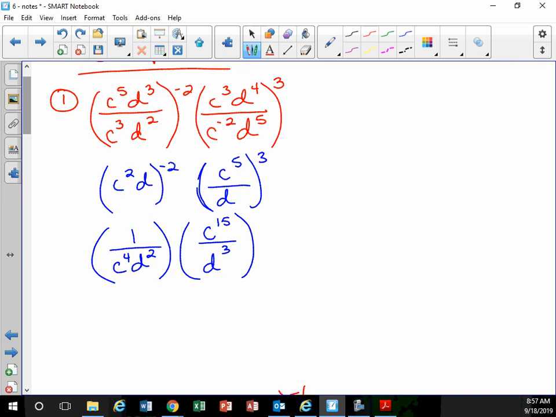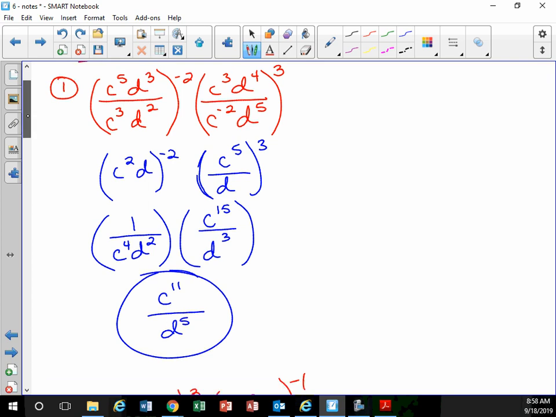Okay. From there, guys, it's just multiplication. Do you see how there are no addition or subtraction signs? Okay, so you can cross out anything in the numerator with anything in the denominator because they are all factors. So I see C to the 15th over C to the 4th. That's going to leave me with C to the 11th. D squared times D cubed is just D to the 5th. Okay? All right, let's try another one.